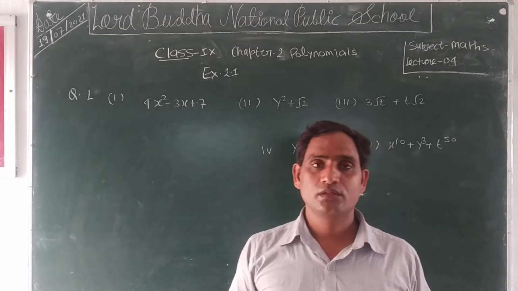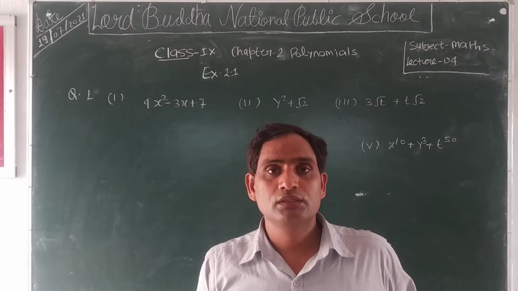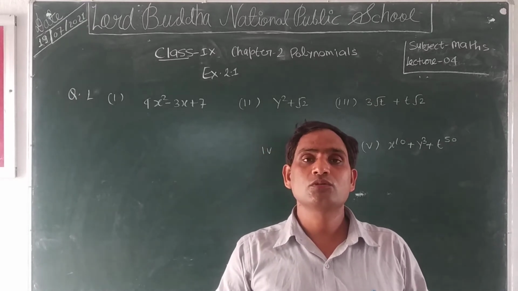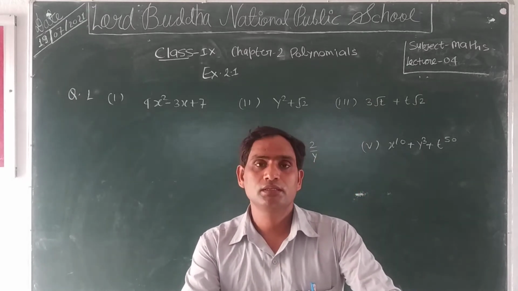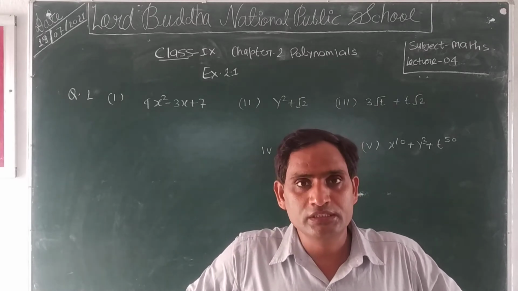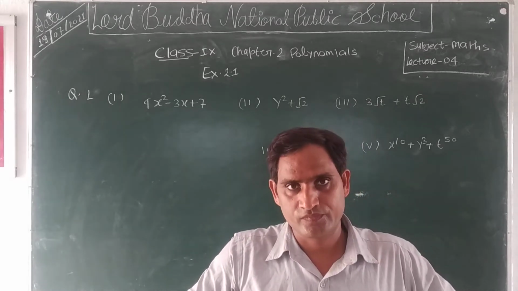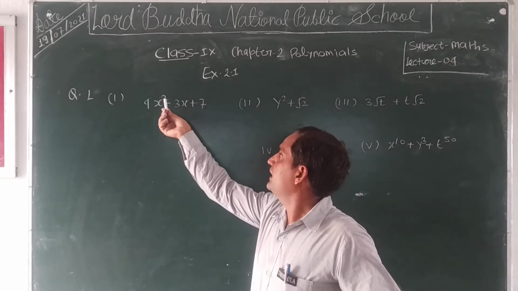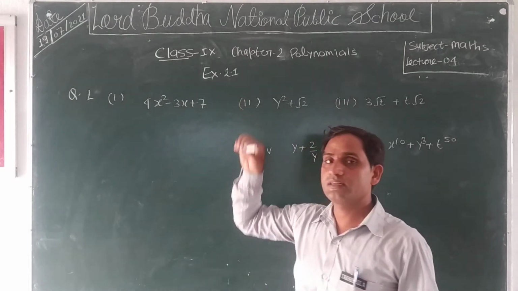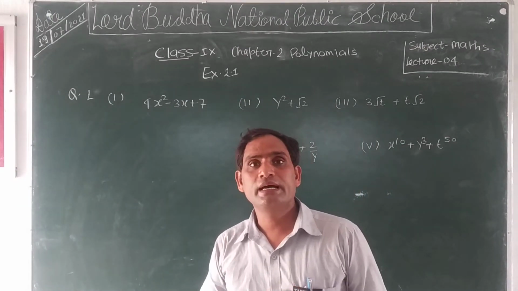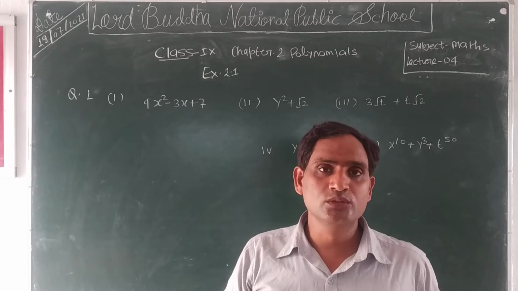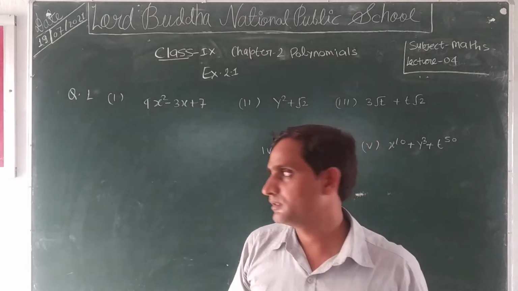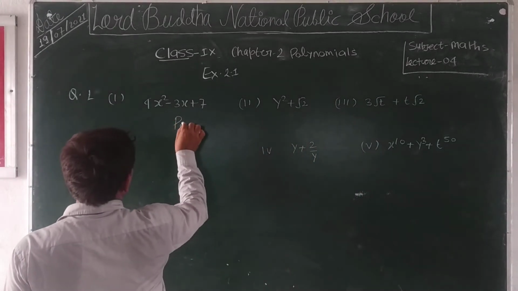As we know, an algebraic expression is said to be a polynomial if the powers of the variable are non-negative integers, means whole numbers. Clear? We see that in the first case x square, x and a constant term are present. Now it has non-negative powers, means whole numbers. Hence this is a polynomial.